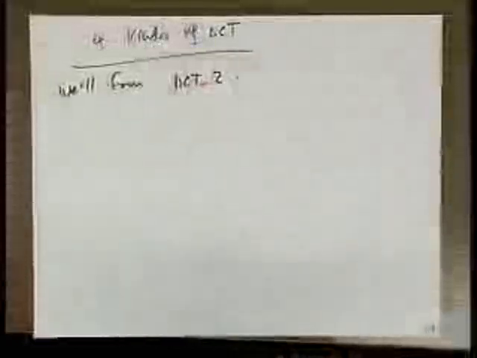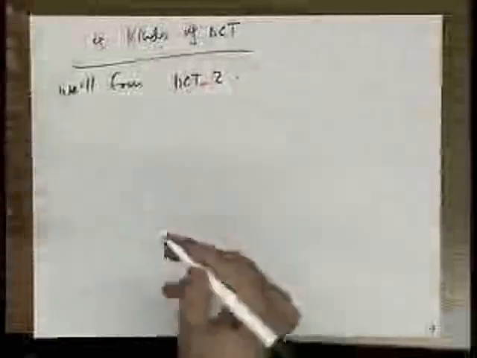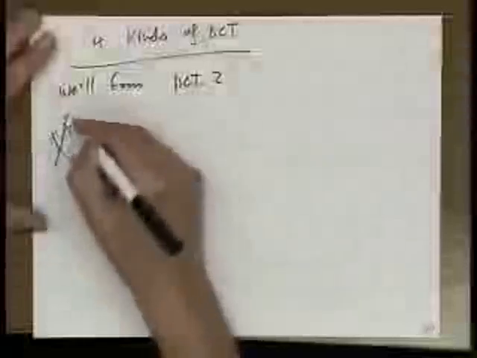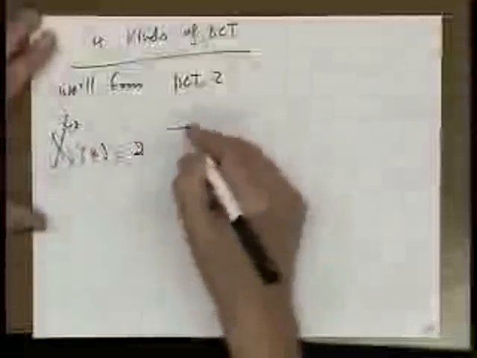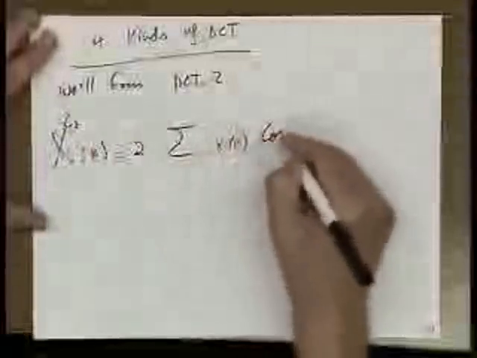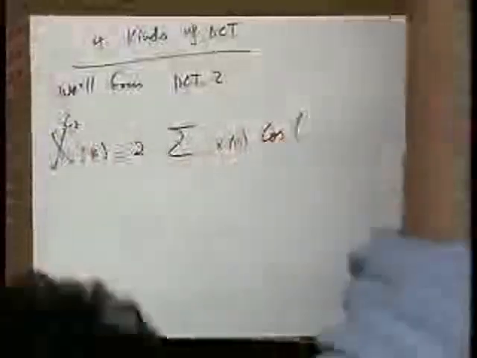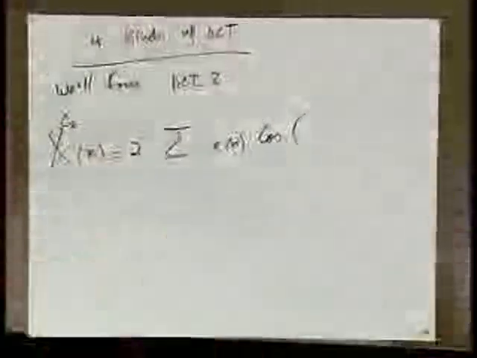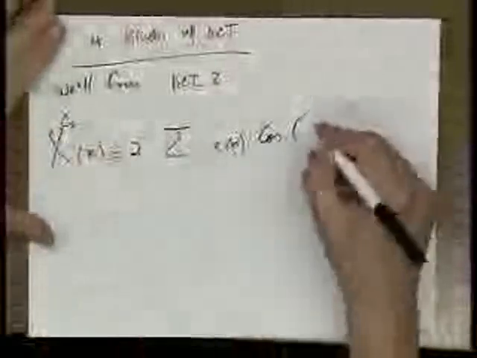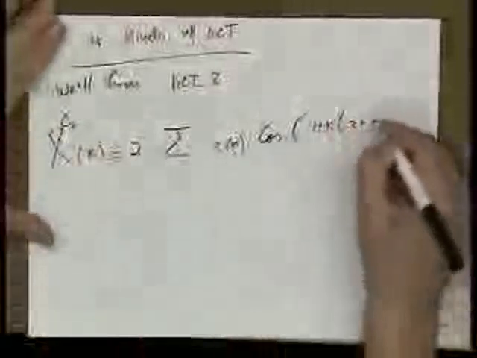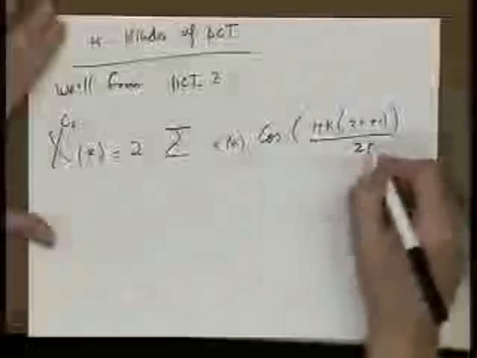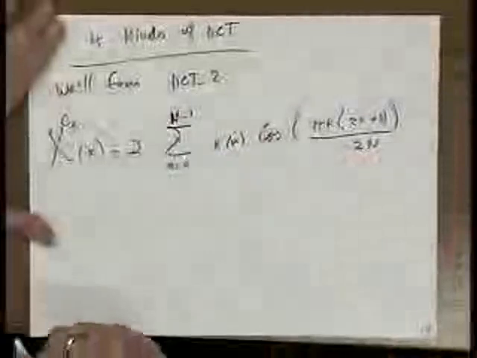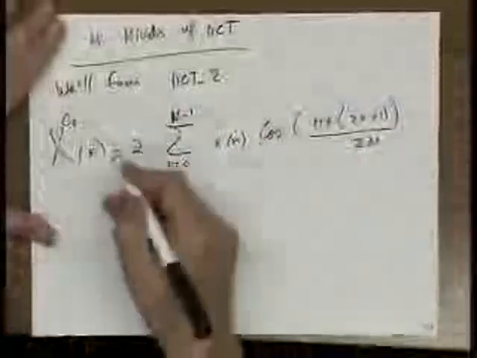And the basic definition of it is as follows. X, I'm calling it C2 of k, which is the coefficients of it, is 2 summation x of n cosine. I'll come back to this picture a little bit more, and first let me write down the mathematical equations, and then I go back and relate to this symmetric flip that we just did. Cosine pi k (2n plus 1) over 2N, and this goes from n equals 0 to N minus 1. And this is the analysis part.